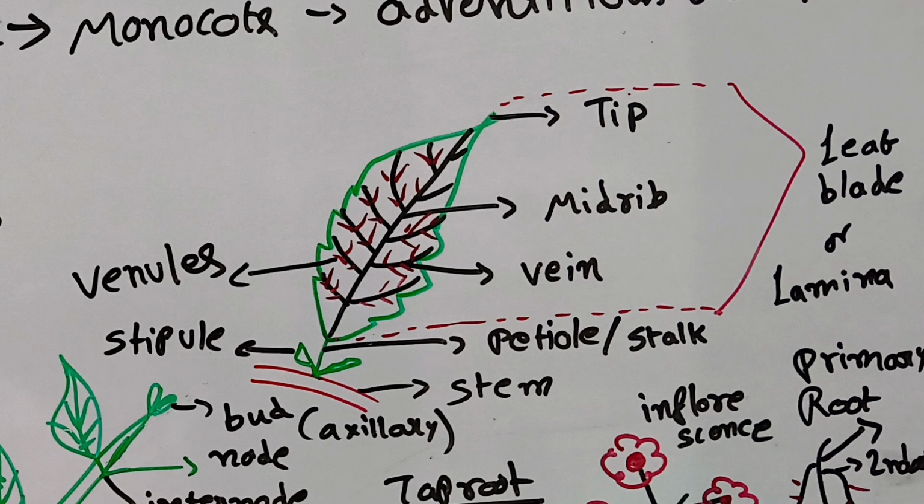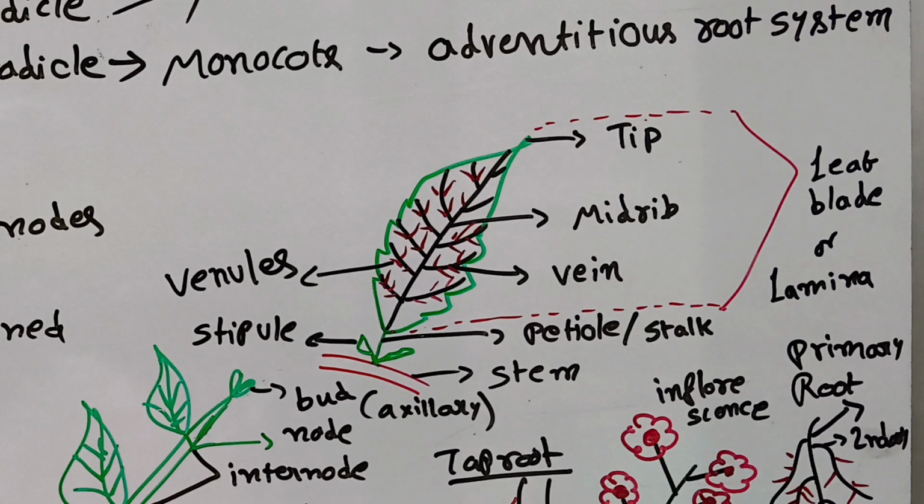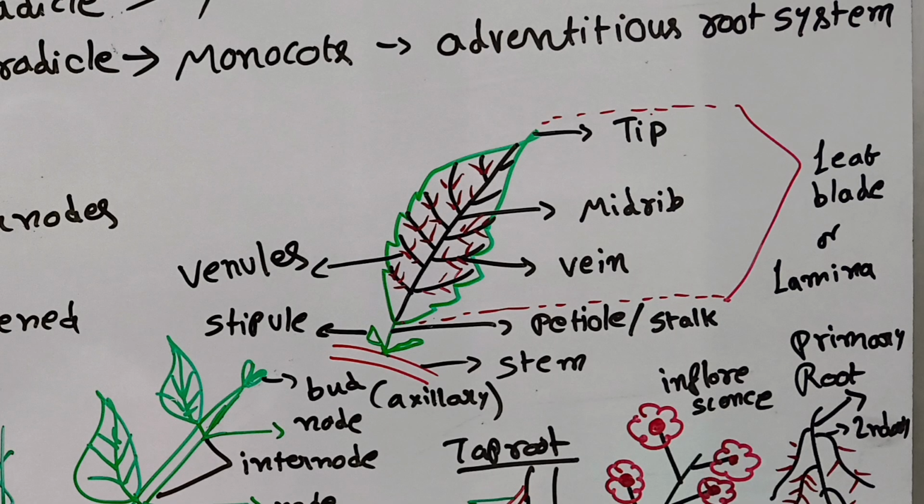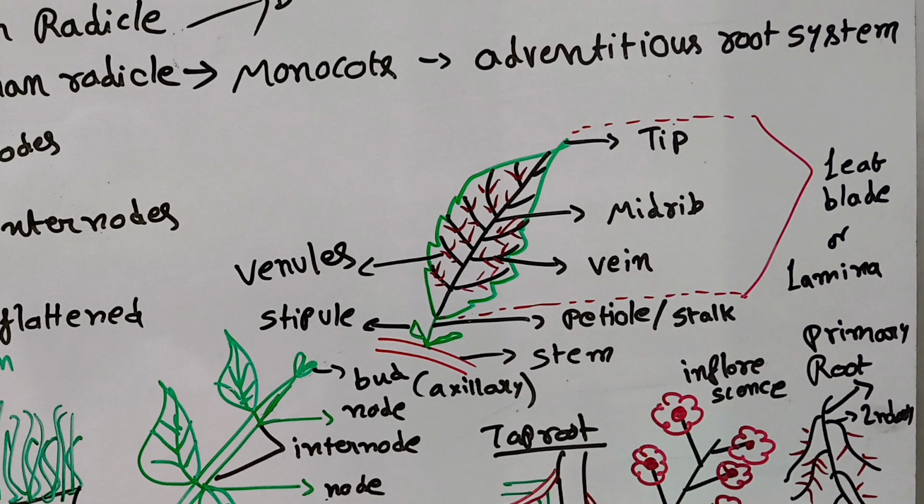Okay, this petiole extends into the leaf in the form of midrib. Midrib shows the veins and veins show the veinlets. There is a tip region for the leaf and there is a base region for the leaf. Between the tip region and base region there is leaf blade or lamina.